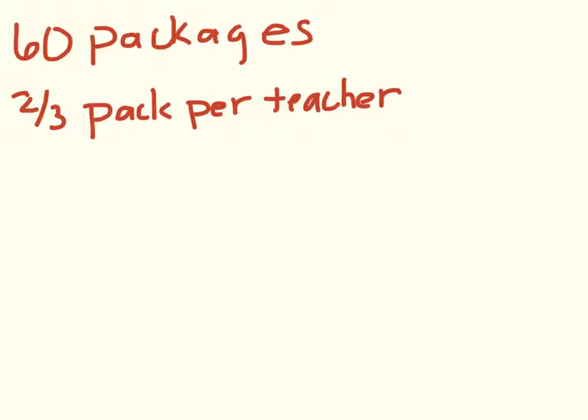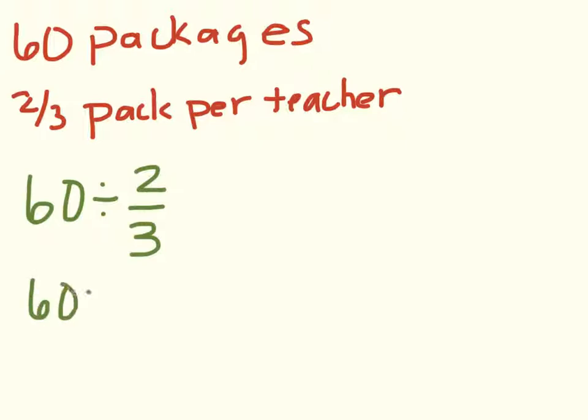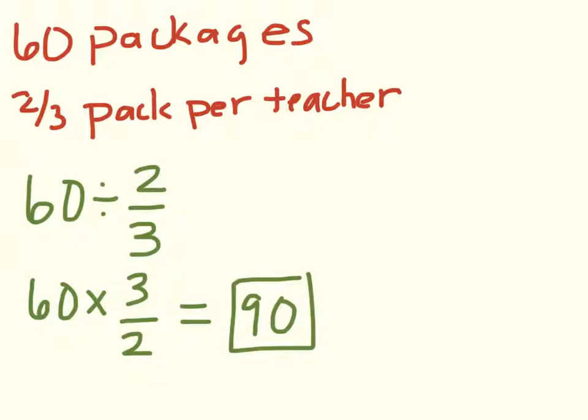To review, we have 60 packages of highlighters, and 2/3 of a pack go to each teacher. So we want to figure out how many times does 2/3 fit into 60. So 60 divided by 2/3. We know how to solve this. We multiply by the reciprocal, giving us an answer of 90. So there are 90 math teachers that will receive highlighters.